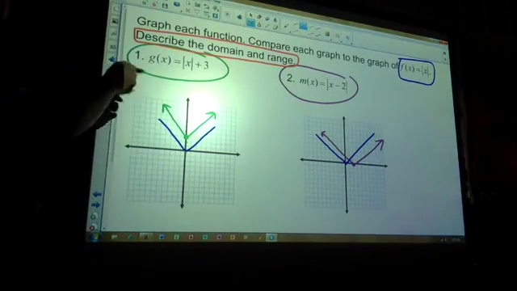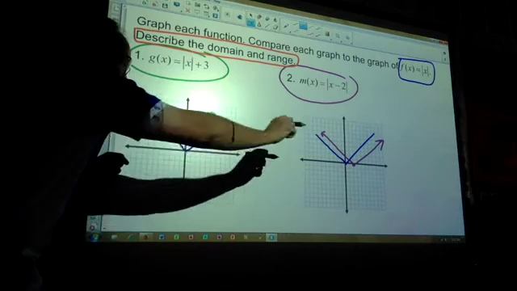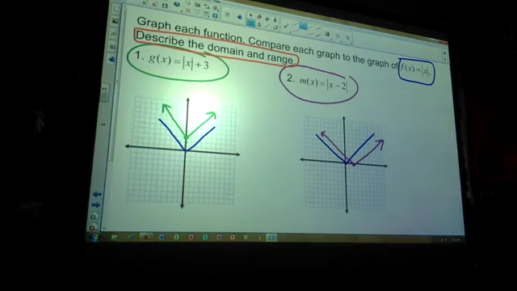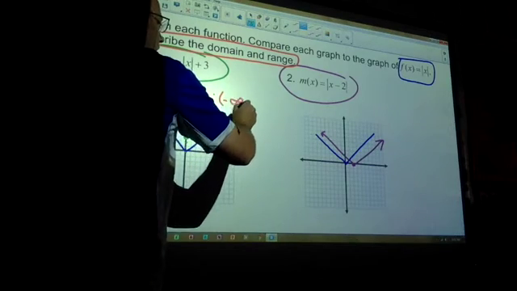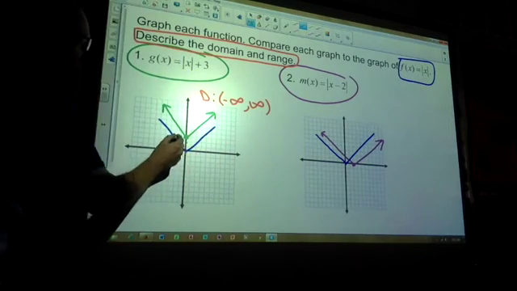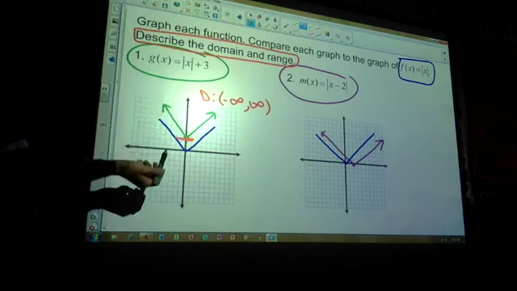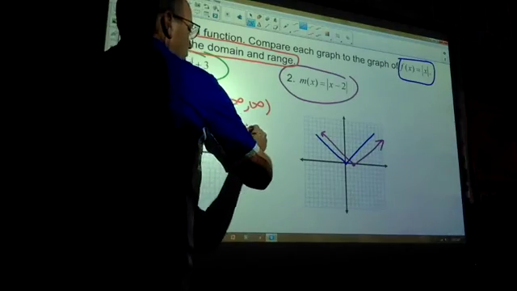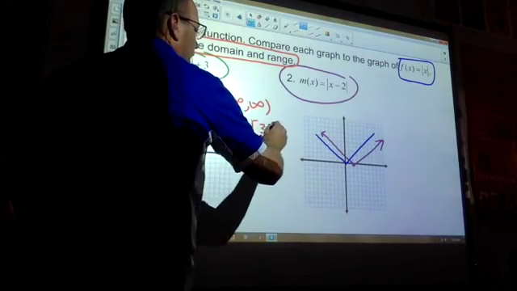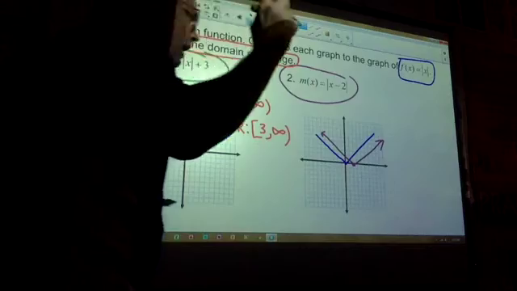The green one. Will it go forever right, forever left? So what's the domain? Negative infinity to infinity. What about what's changing with the range? Where does the range start on the green? 3 to infinity, including 3.